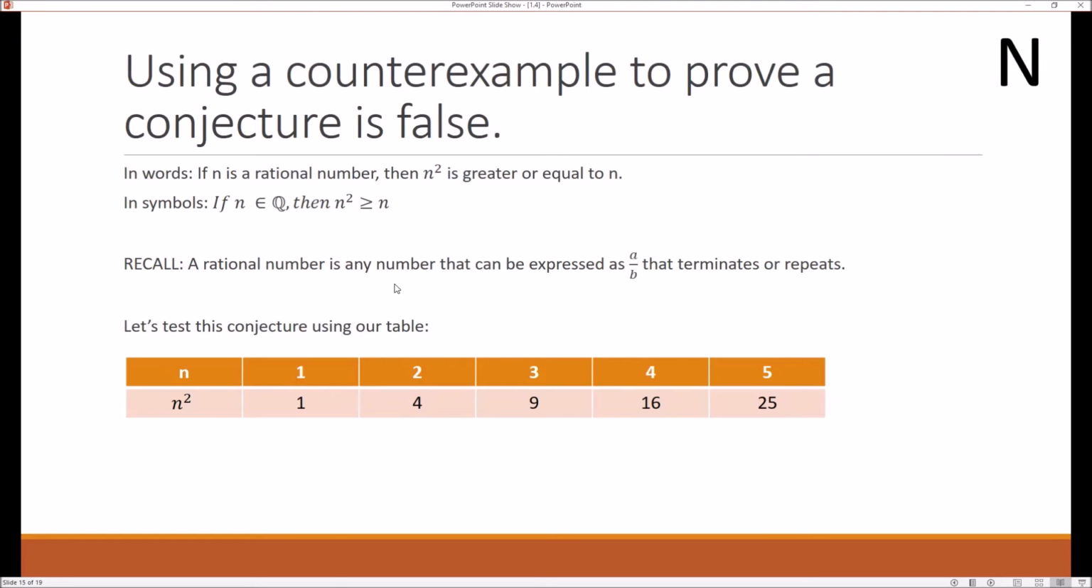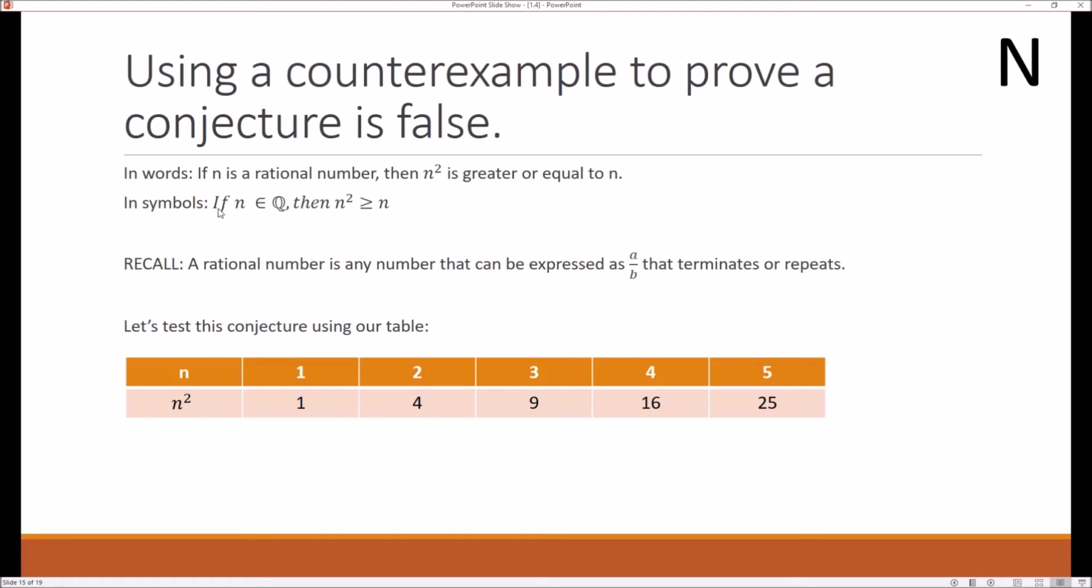Now, let's talk about using counterexamples to prove a conjecture is false. And this is where our symbols are really going to start to come into play a lot too. We talked about this in class. You should have all this written down. This whole line is able to be condensed into just this. This is what we're going to be working on in this class. This is how we're going to be writing these in this class. Of course, not right away. But if I were to say n words, if n is a rational number, then n squared is greater than or equal to n.